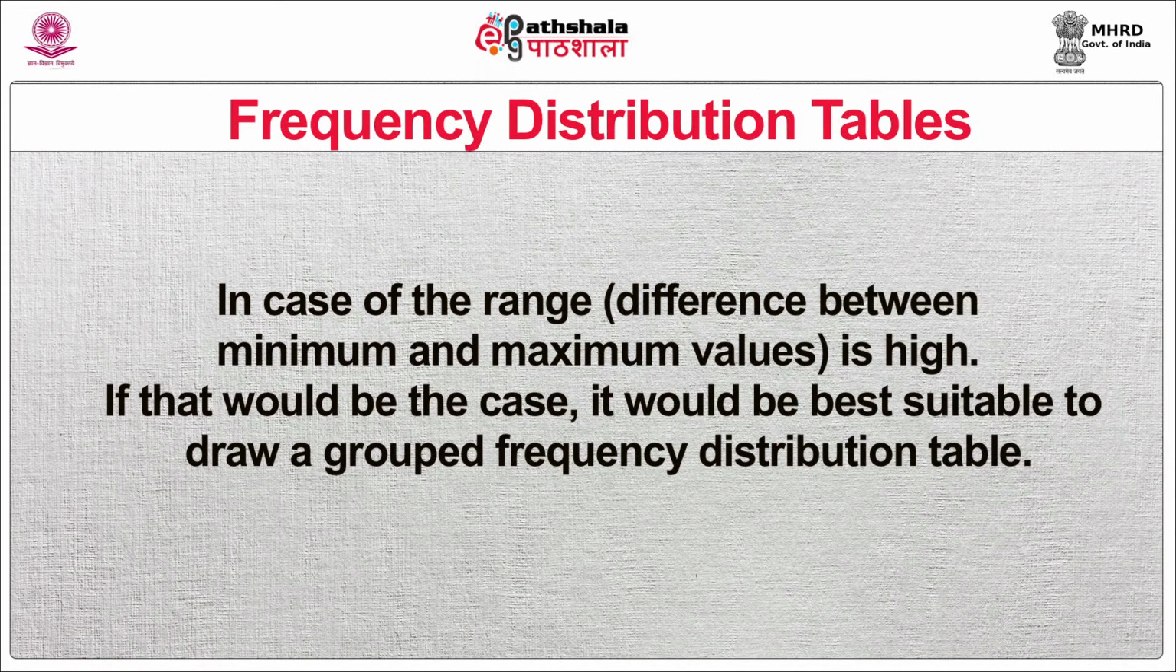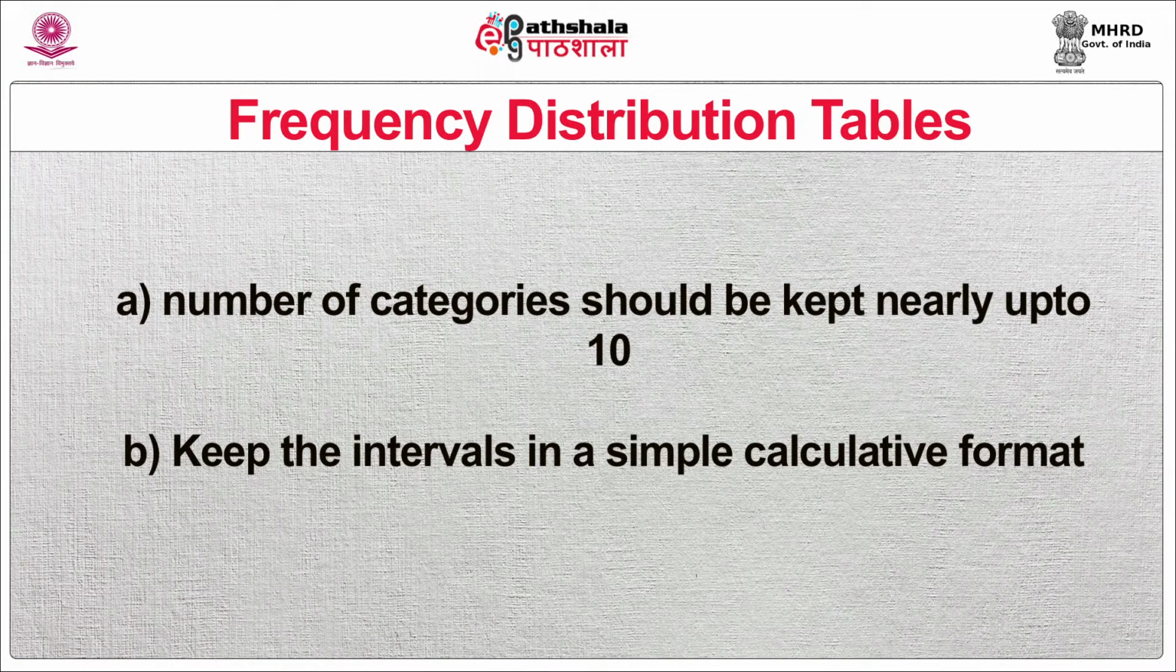However, this table might look a bit clumsy and may not show the results expected, in case the range, that is, the difference between the minimum and maximum values, is high. If that is the case, it would be most suitable to draw a grouped frequency distribution table. There may be a set of rules that dictate the researcher's choice in framing the groups. For example, the number of categories should be kept to nearly 10. Keep the intervals in a simple calculative format.